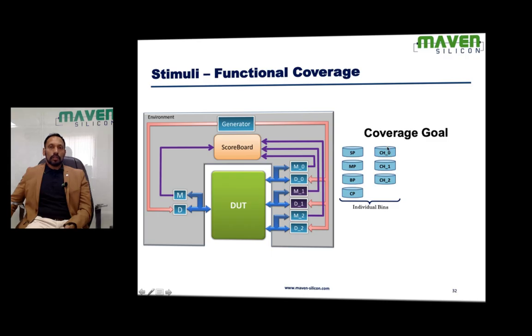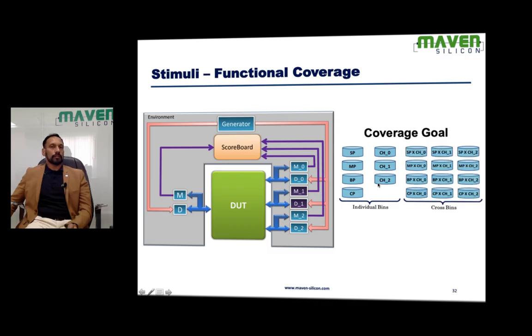And I want the packets to come out of all the channels. There are 3 output channels, channel 0, channel 1, channel 2. So 4 packets, 3 channels, and if I consider all the combinations, 4 into 3, 12 combinations here. So I have 12 bins. And when to stop the simulation? If I can fill all the bins with all the values, then the coverage will be 100%.